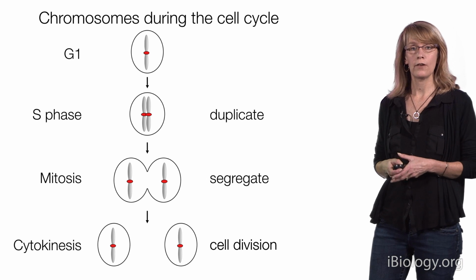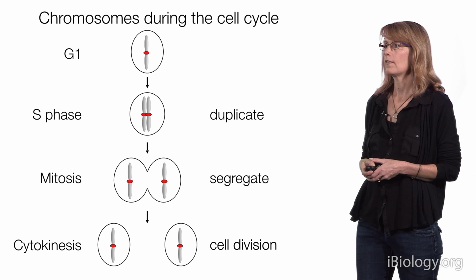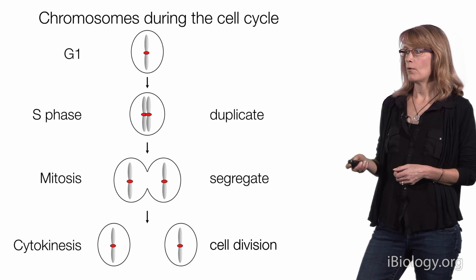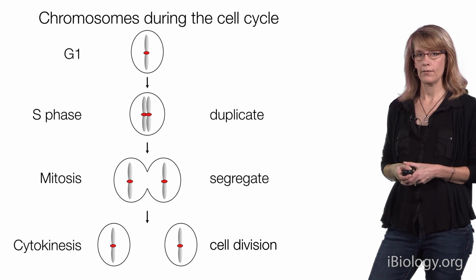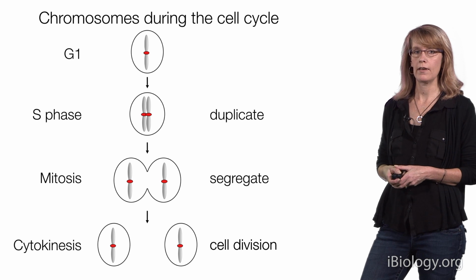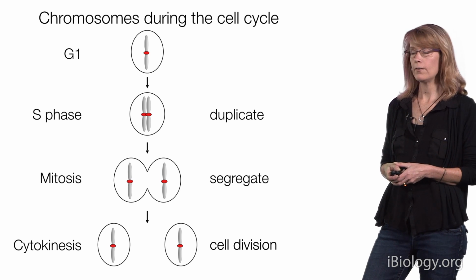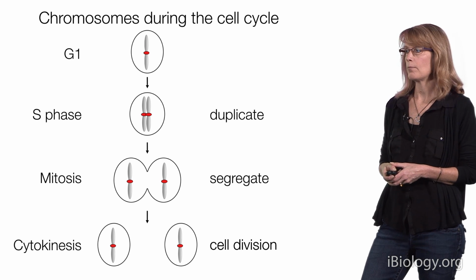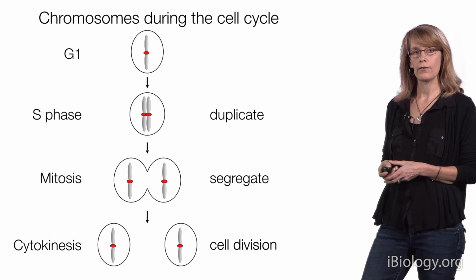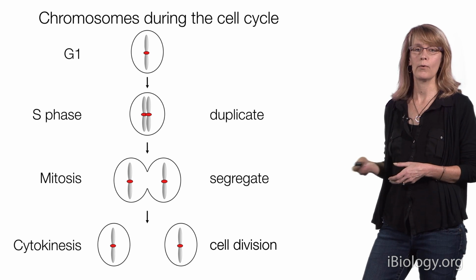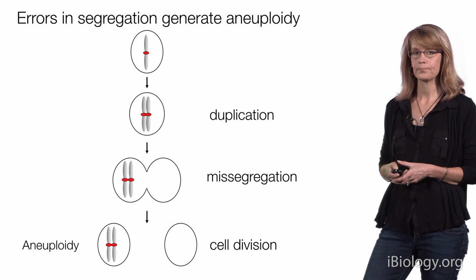To ensure that daughter cells inherit the right chromosomes, they undergo two major events during the cell cycle. After G1, or interphase, they enter S phase, and the chromosomes replicate, or duplicate, to form sister chromatids. At mitosis, the chromosomes segregate to opposite poles, and then when the cells undergo cytokinesis to form daughter cells, this ensures that each daughter cell inherits one copy of each chromosome.